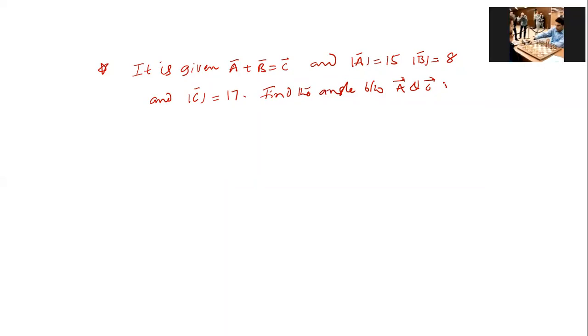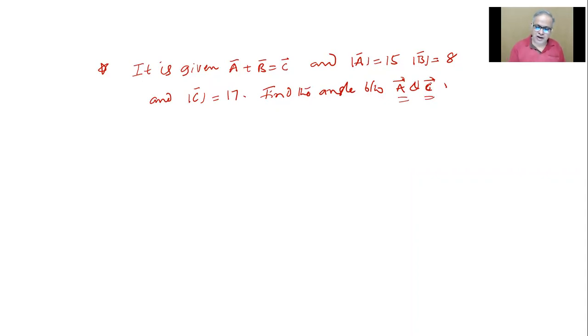Sir, I think the angle between them is 90 degrees. I was asking... Okay, sir. So Vignesh, I want you to show a solution now. The angle between A and B is 90, not between A and C.